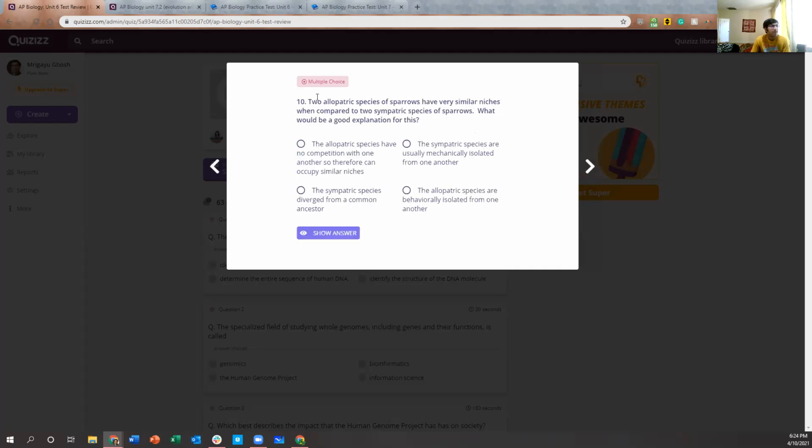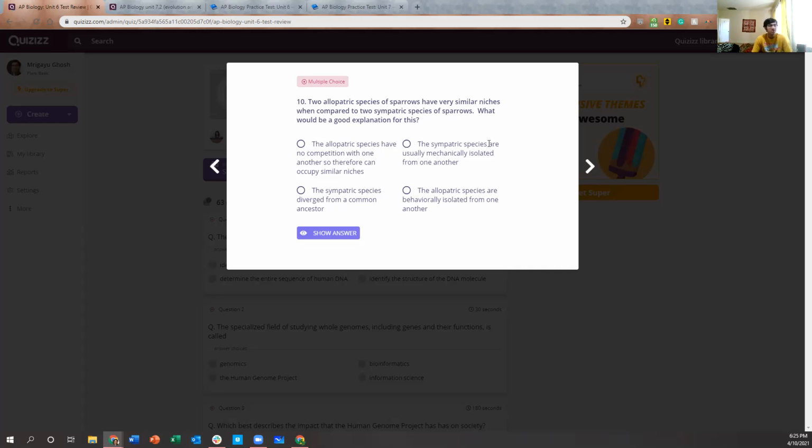Yep. Okay. Two allopatric species of sparrows have similar niches when compared to two sympatric species of sparrows. What could be a good explanation for this? Well, maybe, let's see. The allopatric species have no competition with one another, so therefore can occupy similar niches. That doesn't really make sense because if you have the same niche, that means you have the same role. So if me and some other individual are both fighting for dinner in the middle of the table, then we both have the same niche, and obviously we're in competition, so that would make sense.